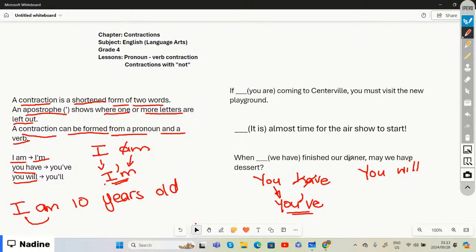If we want to form a contraction, remember we said you stays the same, the pronoun stays the same. We are going to remove the W and the I, put the apostrophe in its place, and bring down the double L. So it's like you'll. Instead of saying you will, we say you'll. You will be successful one day. You'll be successful one day, right?